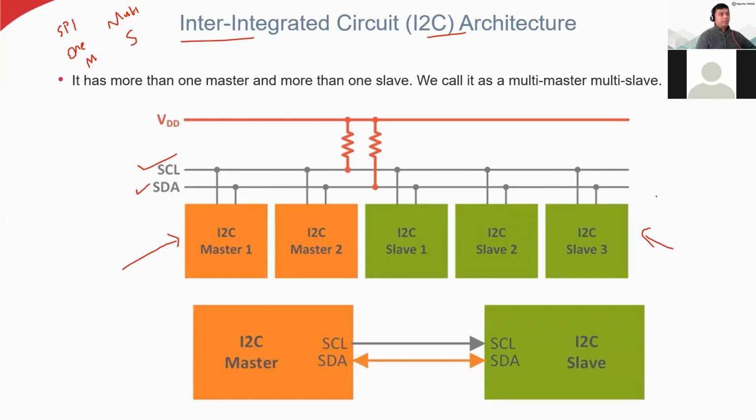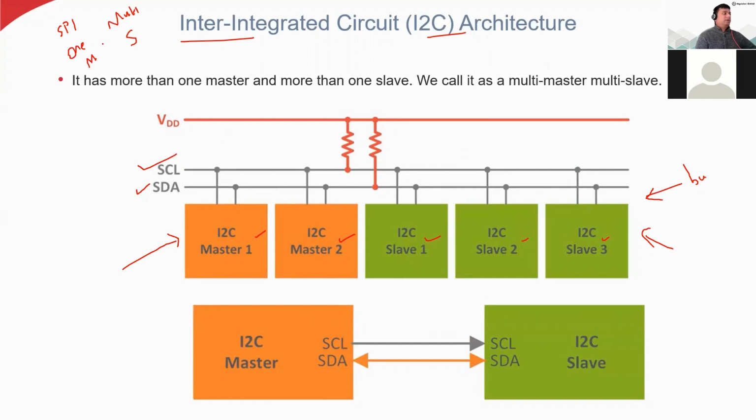So do you remember which kind of topology this is? This is called bus topology, right? This is a common bus. We have the SCL and SDA common bus and all these masters. Here we have the two masters and here we have three slaves which are connected to this bus.